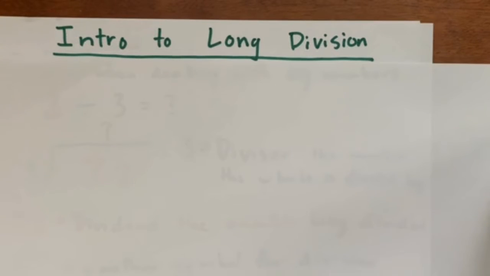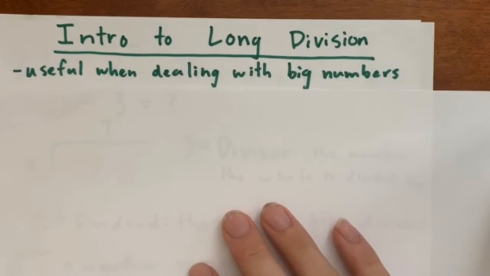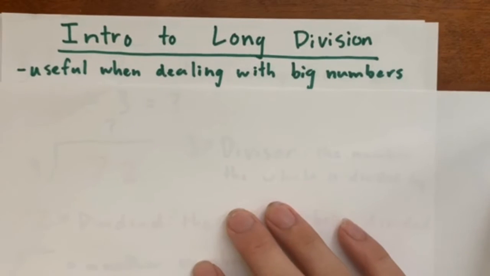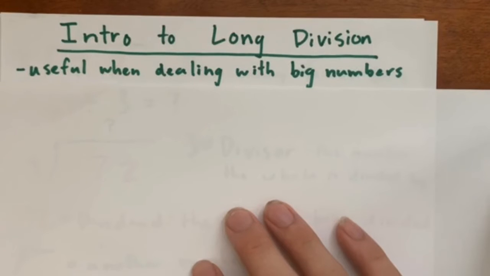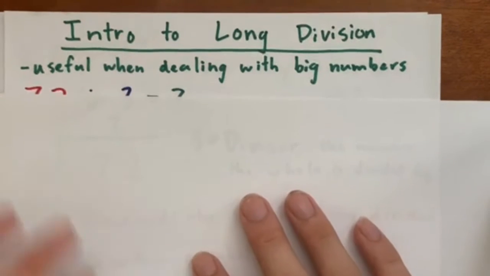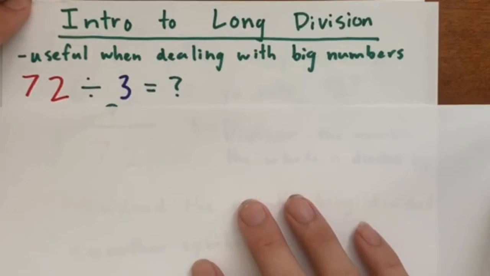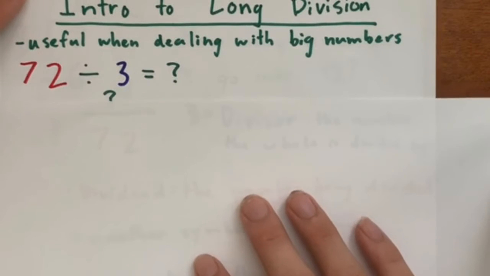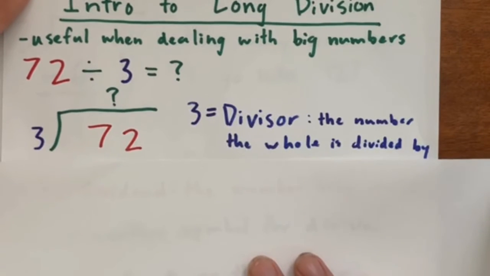Today we have a video going over long division. Long division is useful when we want to divide big numbers that aren't easy to do in our head or normally. So let's say, for example, we want to do 72 divided by 3. Well, the way we set up a long division problem is like this.